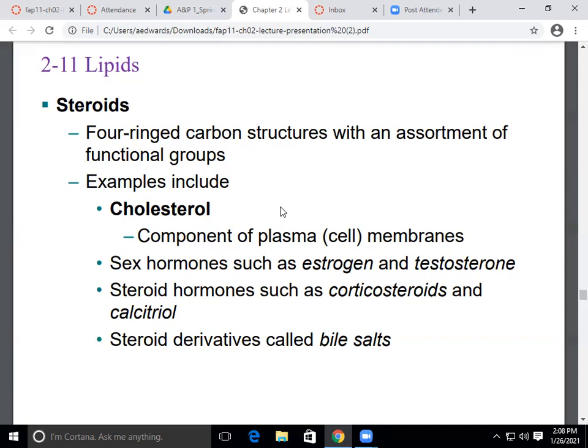Steroids like calcitriol, these are hormones, or corticosteroids. So we have some hormones that are steroids. You also have derivatives, where you use a steroid as the basis for it, like a bile salt. And bile works in your digestive system, helps you break down things. Okay, so again, category, right? Steroids, a category of lipids.